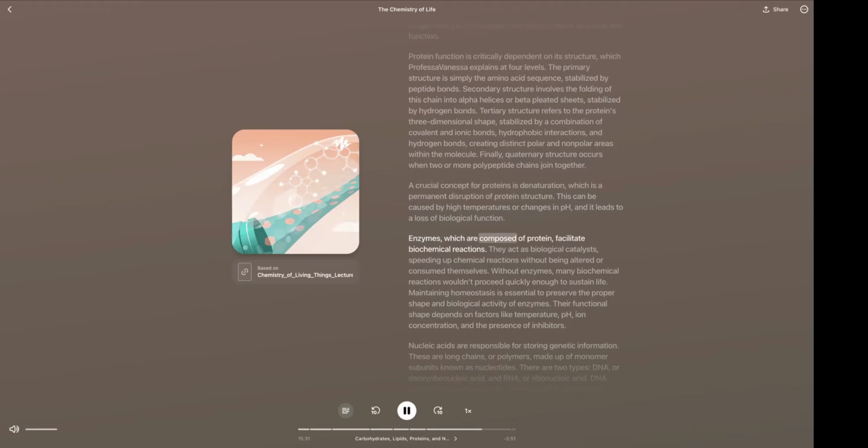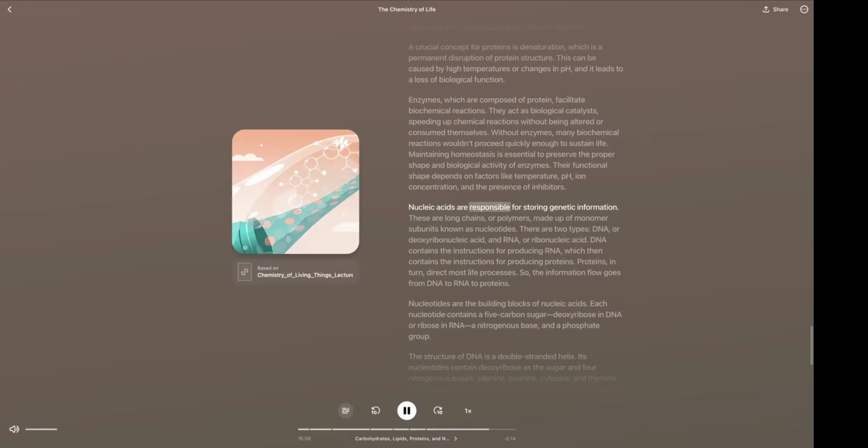Enzymes, which are composed of protein, facilitate biochemical reactions. They act as biological catalysts, speeding up chemical reactions without being altered or consumed themselves. Without enzymes, many biochemical reactions wouldn't proceed quickly enough to sustain life. Maintaining homeostasis is essential to preserve the proper shape and biological activity of enzymes. Their functional shape depends on factors like temperature, pH, ion concentration, and the presence of inhibitors.